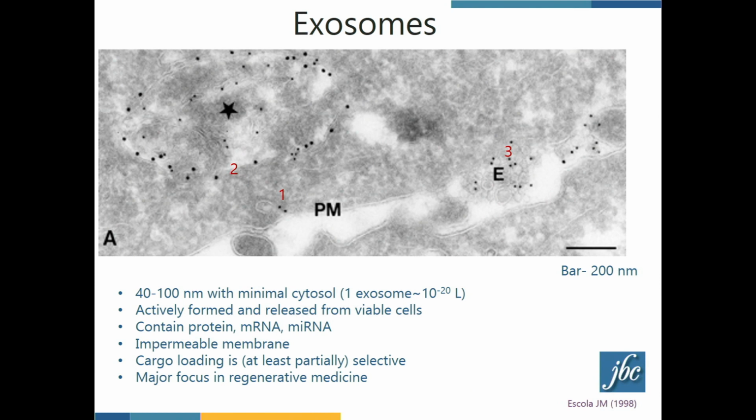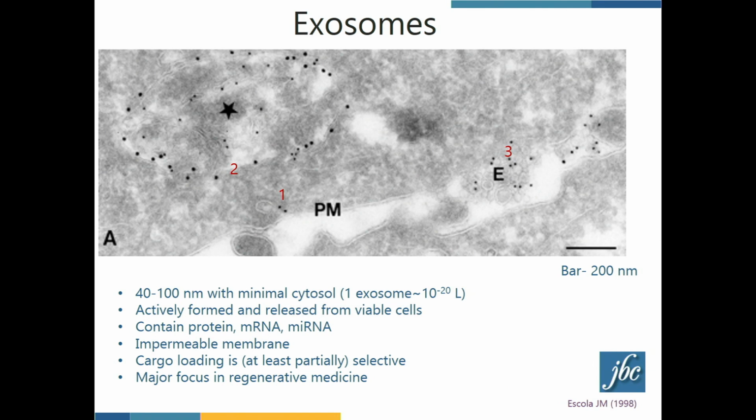They're actively formed and released from viable cells, and contain protein, mRNA, and microRNA, but there's no evidence that they contain any nuclear proteins or nuclear material. They contain an impermeable membrane, and interestingly, the cargo is at least partially selective, so you get enrichment in proteins in exosomes where it seems as if they're being put into the exosomes by design. Likewise for RNA, or in particular microRNA species.